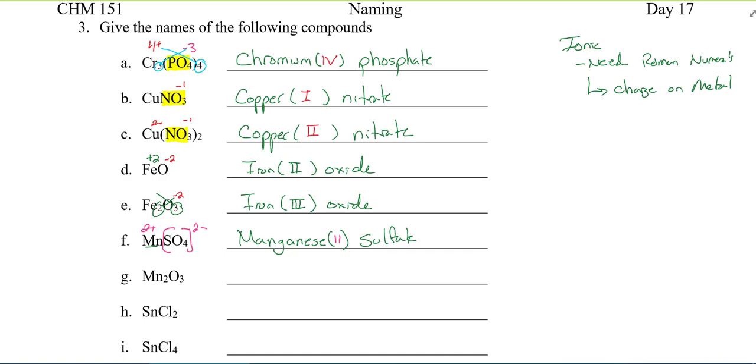G. G is also manganese. What manganese oxide is it? Well, the 3 came up, the 2, right? Uncrossed charges because oxygen is, of course, -2. So that means we have manganese(III) oxide.